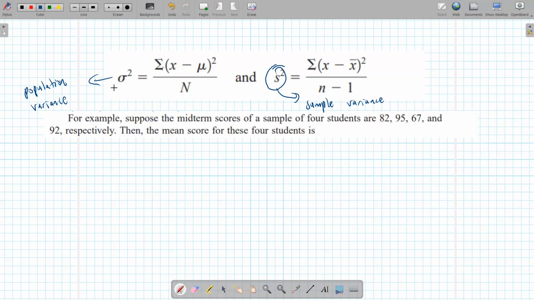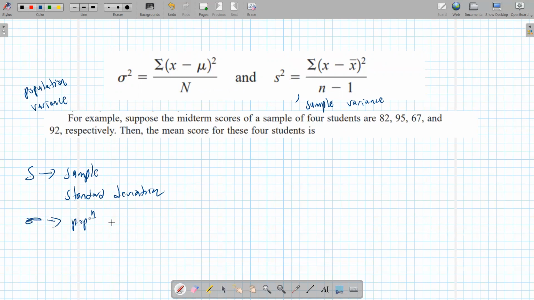So yeah, sigma squared, population variance. S squared, sample variance, okay? If they only give you S or sigma, S stands for sample. It'll be the sample standard deviation. Sigma stands for the population standard deviation.